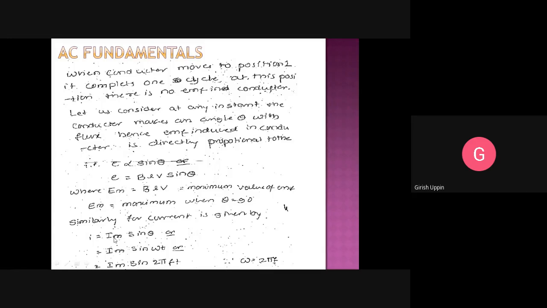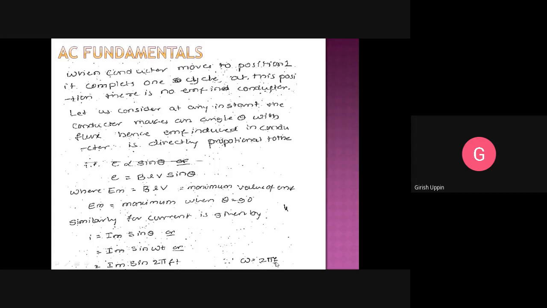Similarly, capital I suffix M is the peak value of the current. This is how we represent e is equal to Em sin theta, that is how we represent the voltage. Similarly, lowercase i is equal to Im sin theta, that is how we represent the current. Another form of this equation is i is equal to Im sin omega t. This theta can be represented as omega t, where omega is the angular velocity, and we know that omega is equal to 2 pi f.